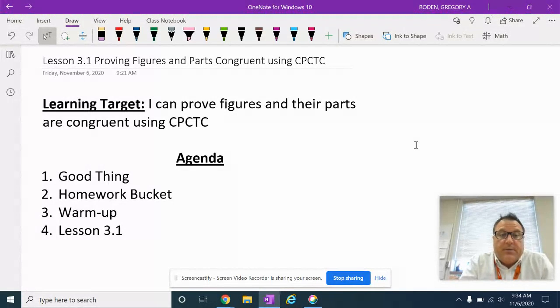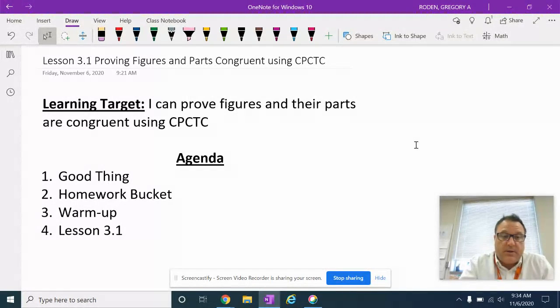All right, so learning target: I can prove figures and their parts are congruent using CPCTC. Say that five times fast. CPCTC, CPCTC, CPCTC. But you can't do it. I can do it because I've said it so many times over the years. So we'll see what this whole CPCTC thing is.